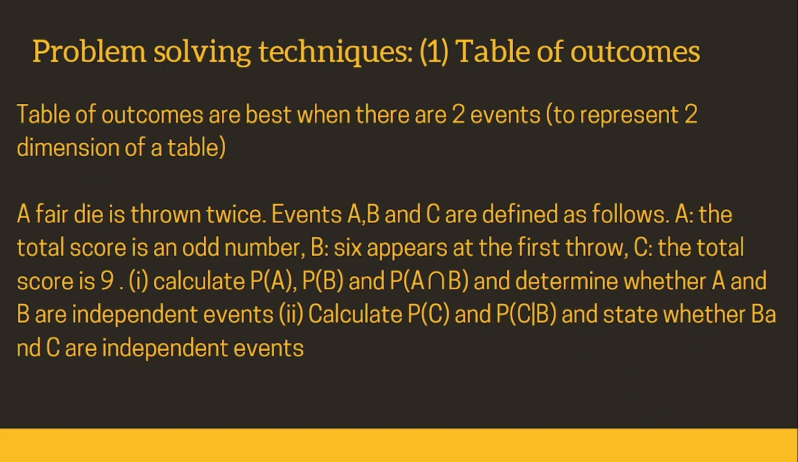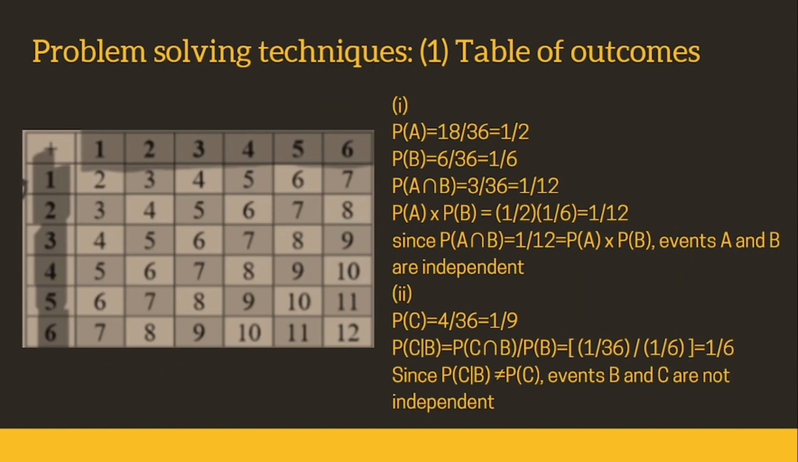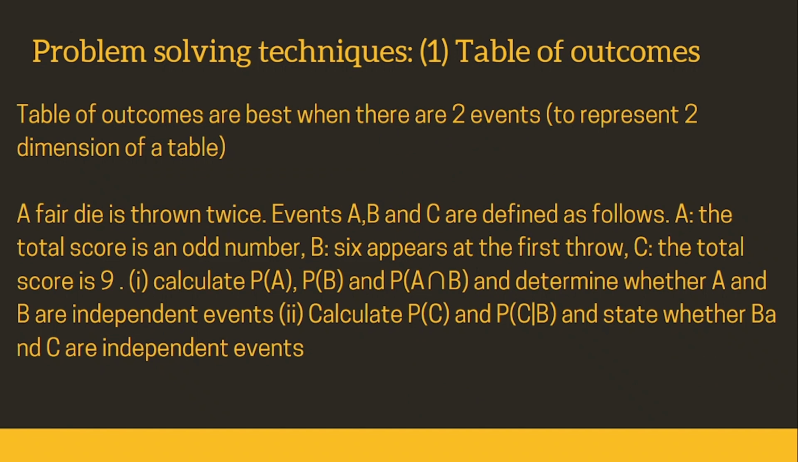So find the probability in part 1 of A, B, and the intersection of A and B, and determine whether A and B are independent events. Then, in part 2, they ask you to find the probability of C and the probability of C given B, and state whether B and C are independent events.